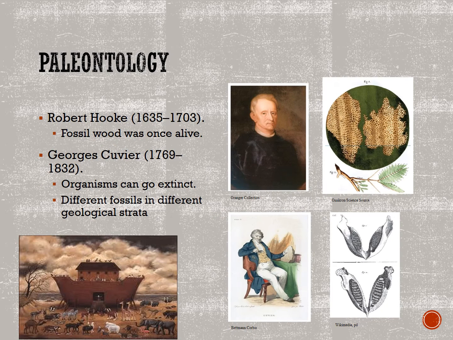So if we go on to paleontology, we get kind of our first real paleontologist with a guy named Robert Hooke. Robert Hooke exists in the 17th century. He dies just at the beginning of the 18th, and he's actually the inventor of the microscope. And what he sees in fossil wood, he looks at it under the microscope and he goes, oh, the cells are the same as living wood today.